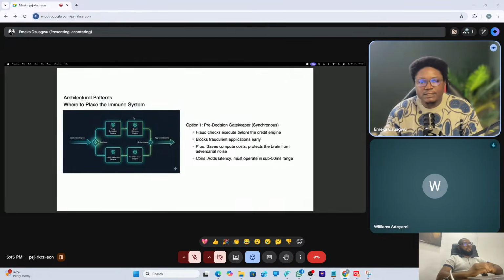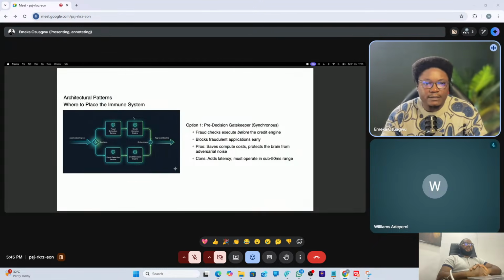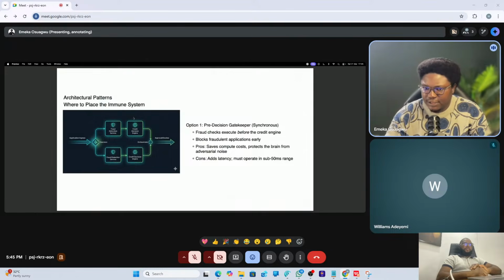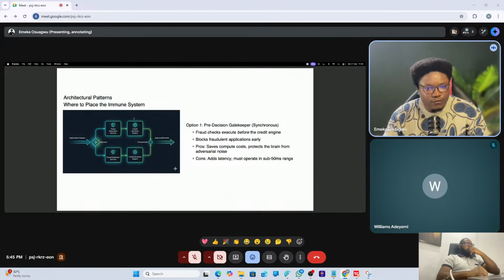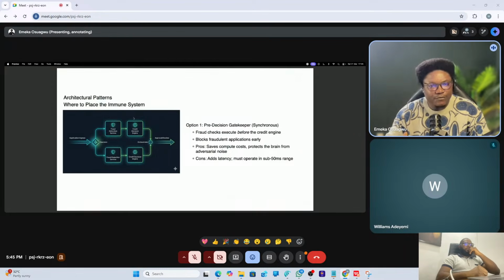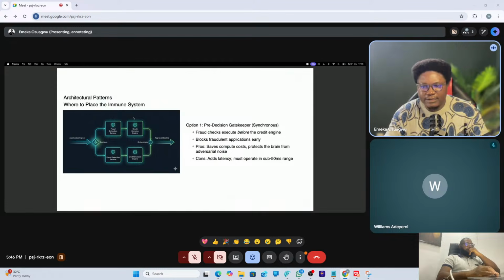Okay, so let's look at architectural patterns and where we place them in order to have an effective decision engine. We have two options. The first one is the pre-decision gatekeeper. This can be seen as an asynchronous option where we have all our rules engine and we are checking on a case by case basis. We check fraud execution before the engine is invoked or run. We block fraudulent applications early.